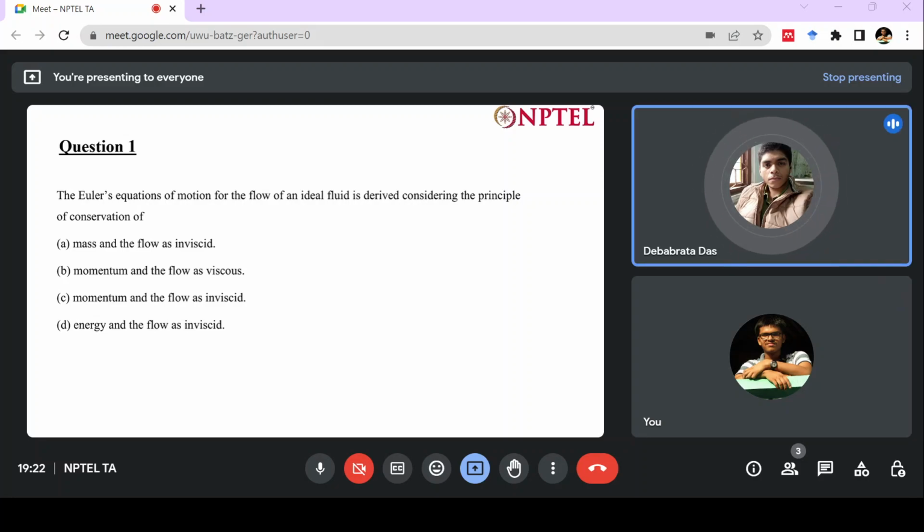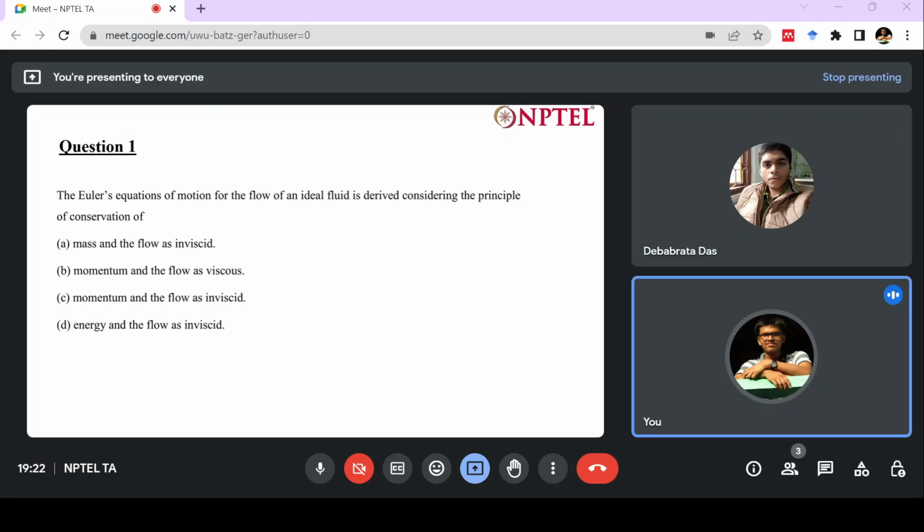Sir, the flow is implicit. Yes, sir, flow is implicit. And it's a conservation of what? It's a conservation of momentum. So basically, what is Euler's equation? Euler's equation is a special type of force balance equation or momentum balance equation, where the fluid is considered to be inviscid. So the flow is inviscid.